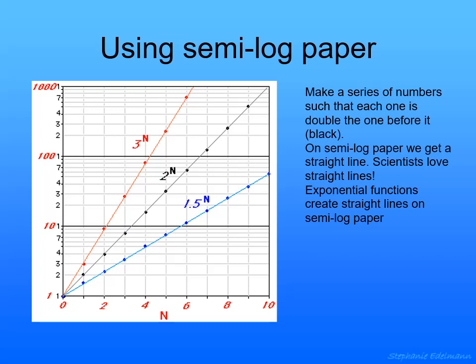Exponential growth comes in different flavors, right? Exponential growth can be 2 to the n, or 3 to the n, or 1.5 to the n. And all of those exponential growth curves make a straight line on semi-log paper. What's different is the steepness of the curve.